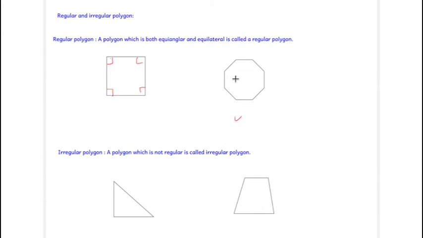Now it is the octagon. In octagon, it is a regular octagon. Regular octagon means what? All the angles are equal and all the sides are also equal. This is called a regular polygon.